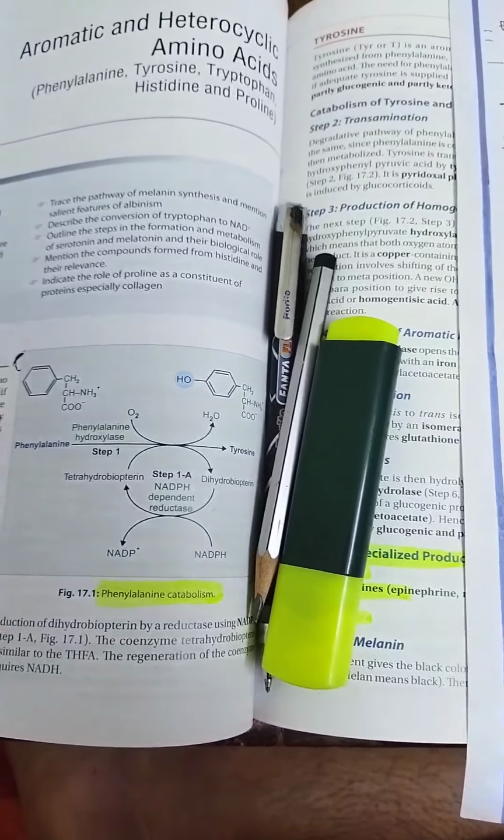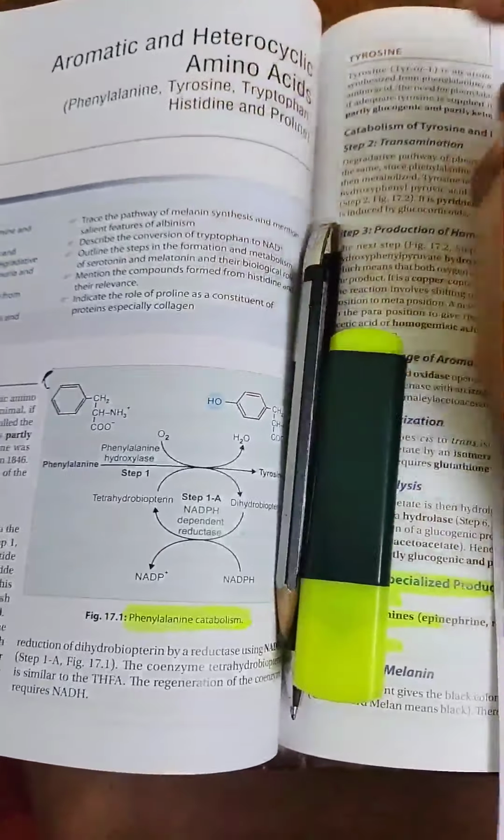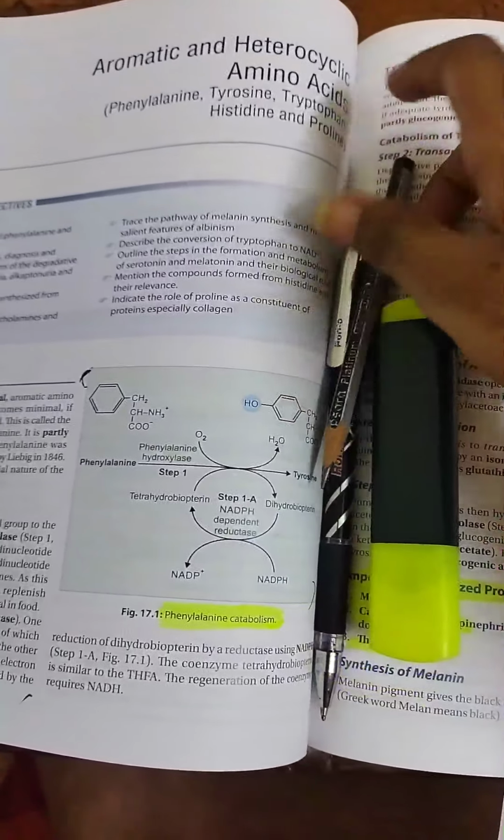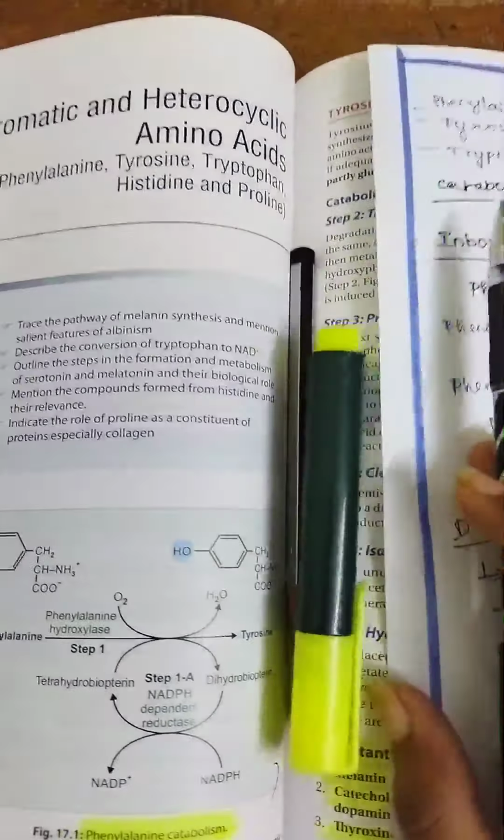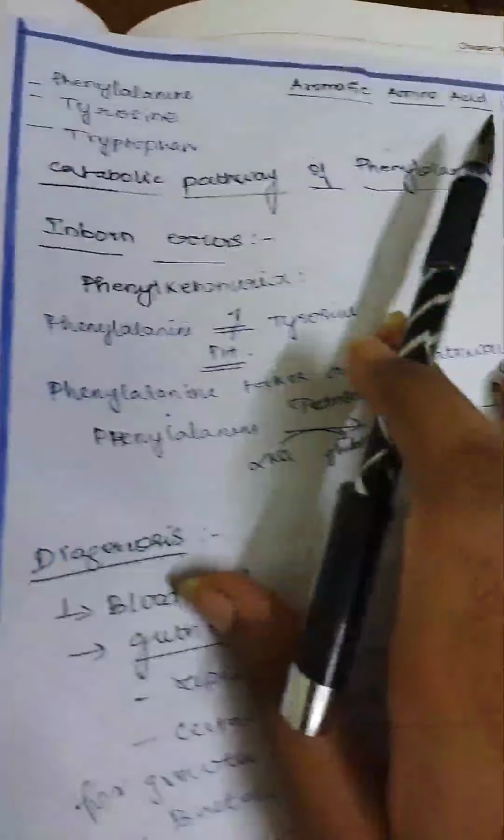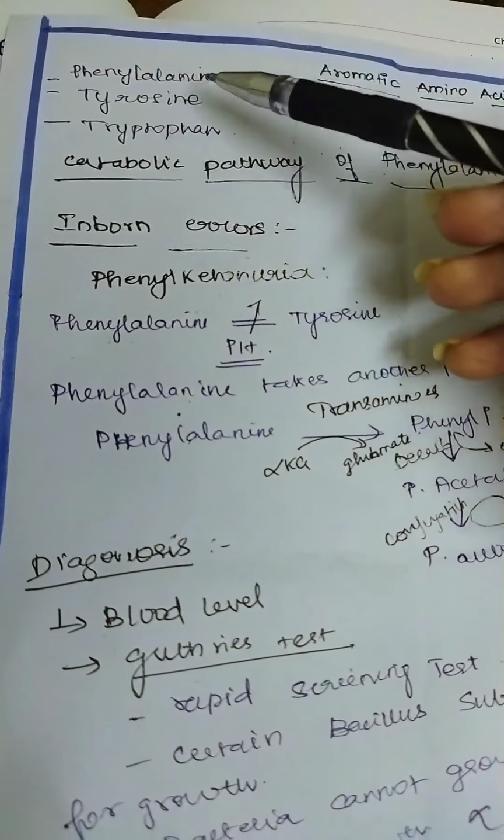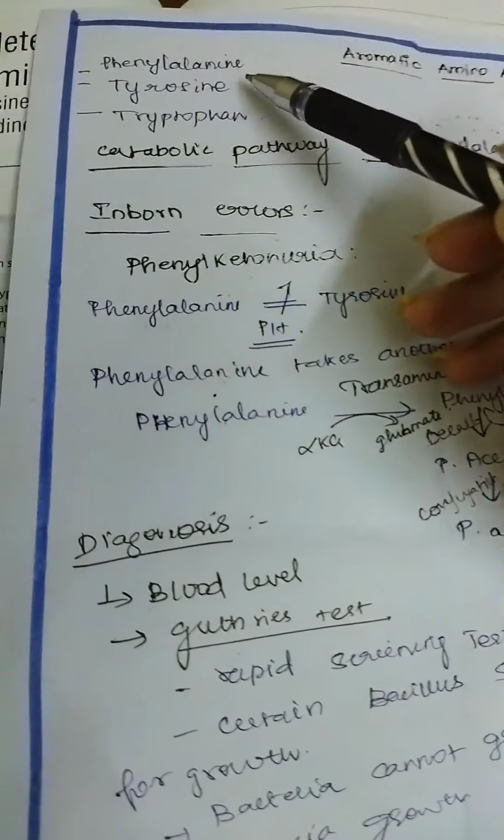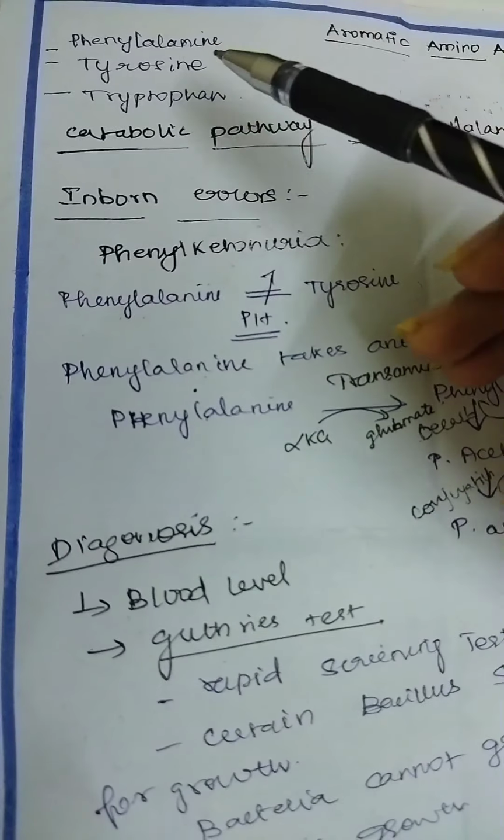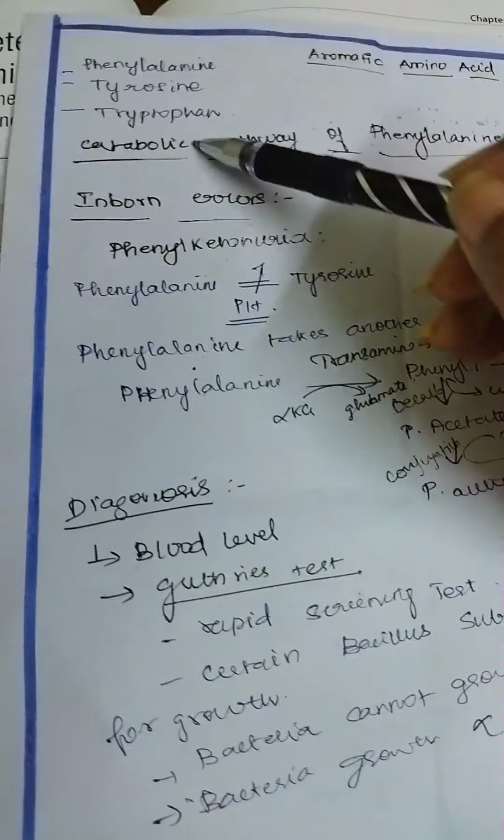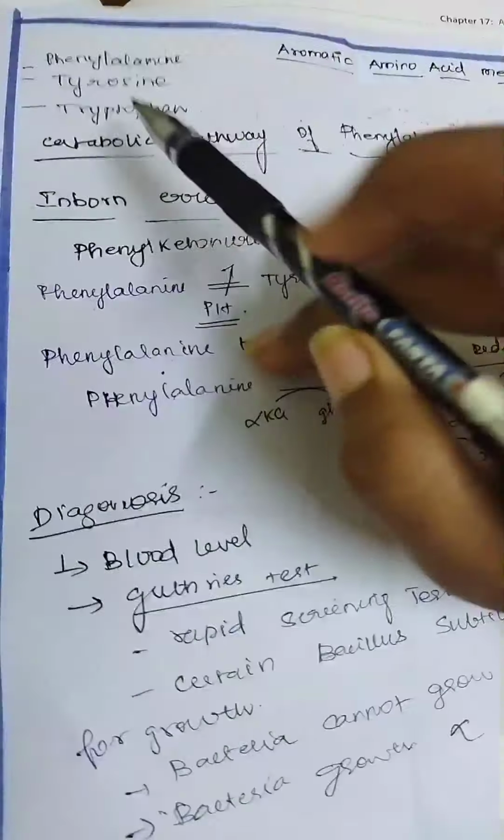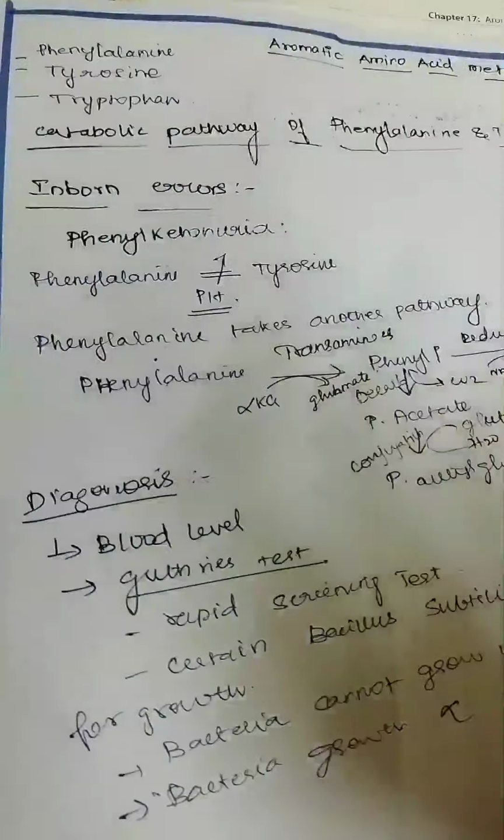Okay, in today's video, we are going to talk about aromatic amino acids metabolism. This is a very important metabolism as far as we are concerned. First of all, we have to know what the aromatic amino acids are. To begin with, we are going to talk about the different aromatic amino acids. We have phenylalanine, tyrosine, and tryptophan. These are the aromatic amino acids. In today's video, we are going to talk about the entire topic.